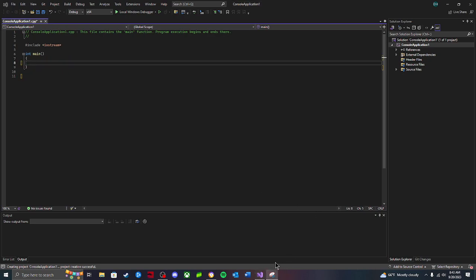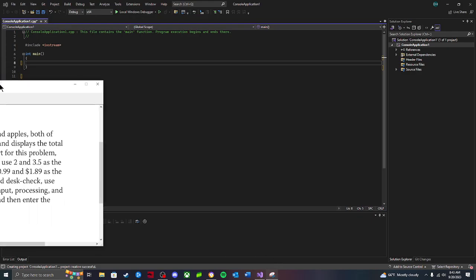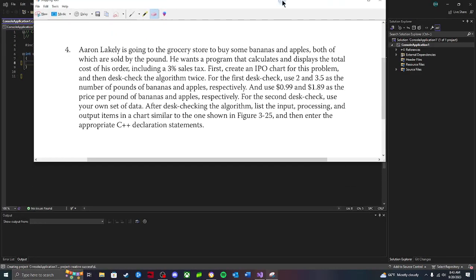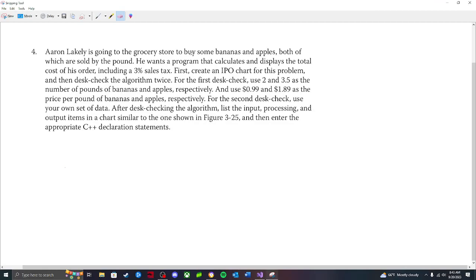So the problem that I wanted to look at today was chapter 3, problem 4. Aaron Lakely is going to the grocery store to buy some bananas and apples, both of which are sold by the pound. He wants a program that calculates and displays the total cost of his order, including a 3% sales tax. First, create an IPO chart for this problem and then desk check the algorithm twice. For the first desk check, use 2 and 3.5 as the number of pounds of bananas and apples respectively, and use 99 cents and $1.89 as the price per pound of apples and bananas respectively. For the second desk check, use your own data.